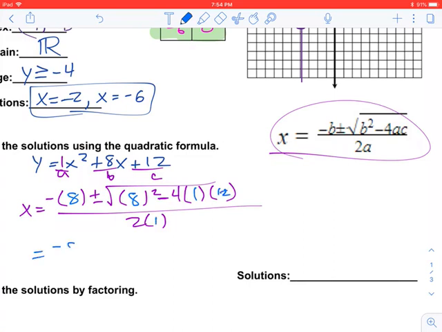So now I'm just going to go one thing at a time. Negative 8, and then I'm going to type all this in the calculator. So 8 squared minus 4 times 12.